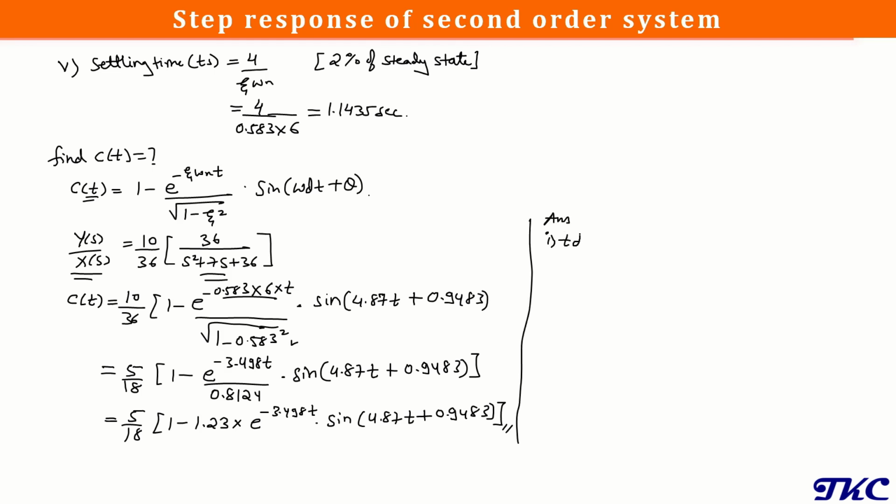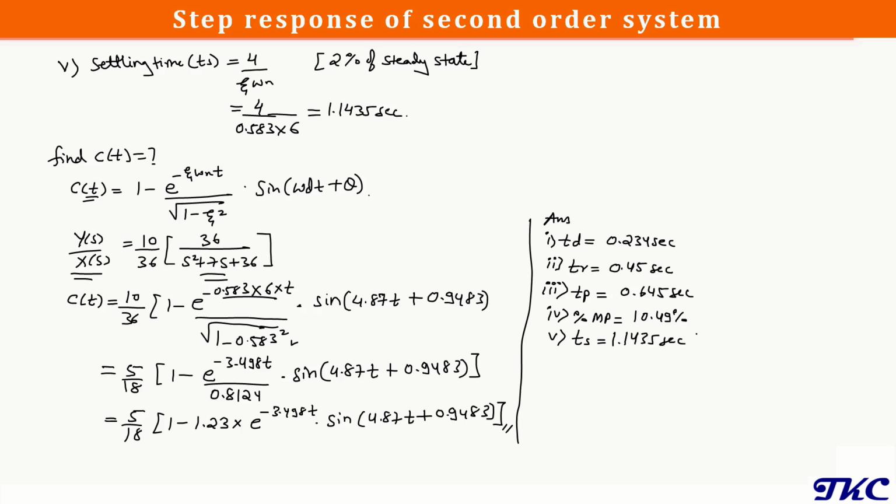First we got TD, that is delay time, 0.234 seconds. Then we got rise time, that is TR, 0.45 seconds. Third, we determined peak time, that is TP, 0.645 seconds. Fourth, we determined percentage overshoot, 10.49%. After that we determined settling time, that is TS, and we got the value as 1.1435 seconds, but this value we determined for 2% of steady state. And last we have determined the output equation, that is C of t. So with this we'll end this lecture.